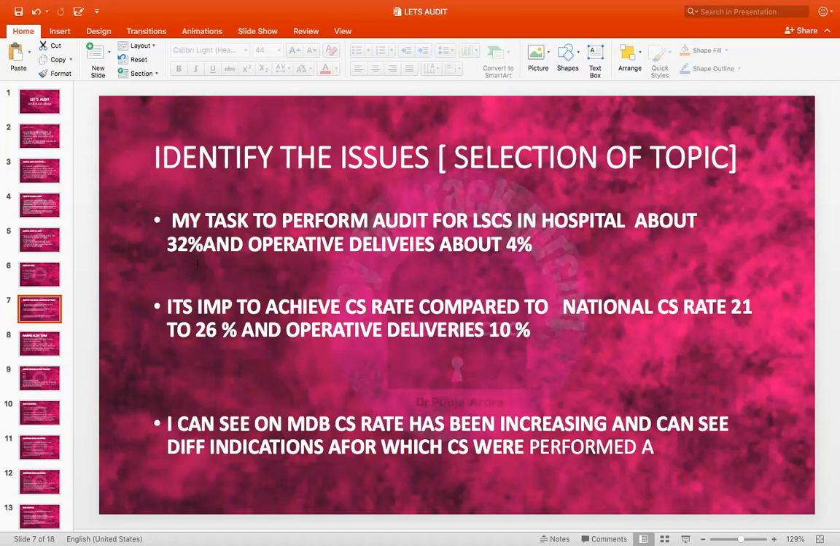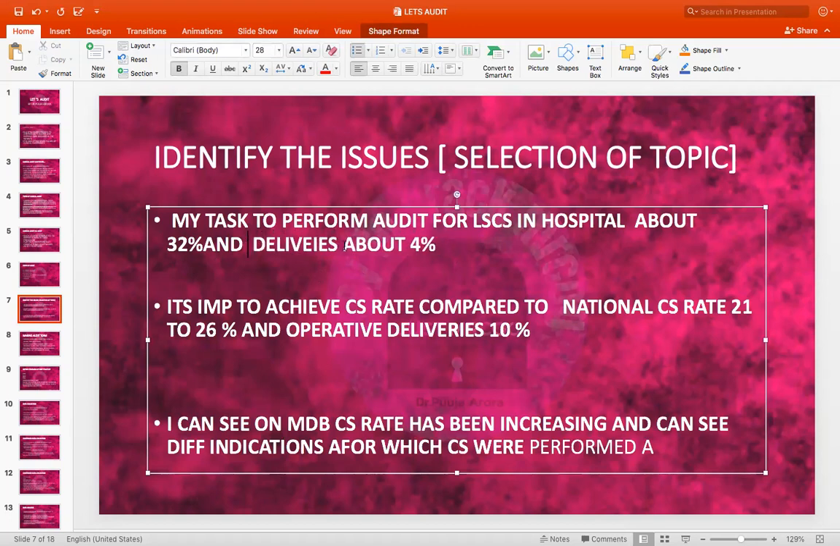So here I'm taking my task to perform an audit for LSCS in a hospital where the rate is 32%, and operative deliveries, I mean to say instrumental delivery, just to be more precise, about 4%. So this is the task. This will be given in your task that you are ST5. You have to meet your examiner in a while because you are supposed to perform an audit for LSCS, because the maternity dashboard is showing that cesarean has increased to 32% and instrumental delivery is about 4%. So this is your topic for audit.